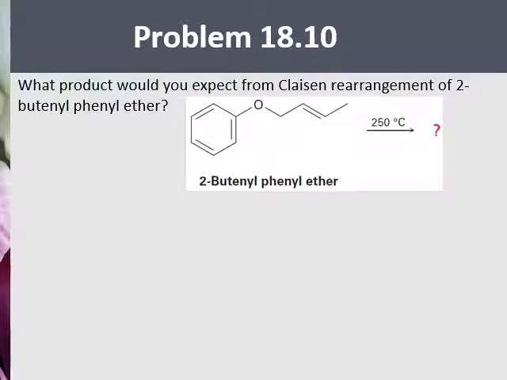Problem 18.10. What product would you expect from Claisen rearrangement of 2-butenyl phenyl ether? So butenyl phenyl ether is also called an allyl ether. The right side, 3 carbons with a double bond, is called an allyl group. An allyl group is 3 carbons with a double bond. All right, this carbon is called the allylic carbon. So that's the allylic carbon. Okay, 3 carbons. And the left side, benzene, is called aryl.